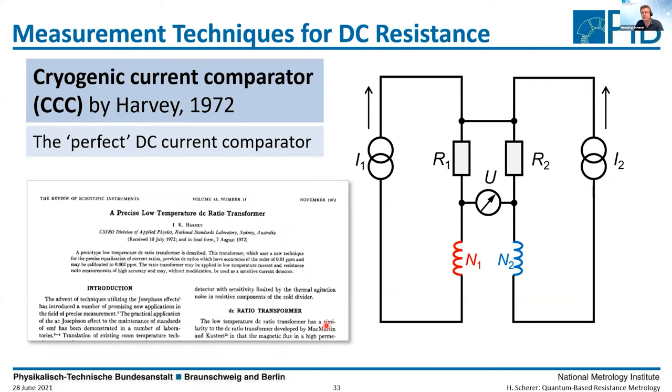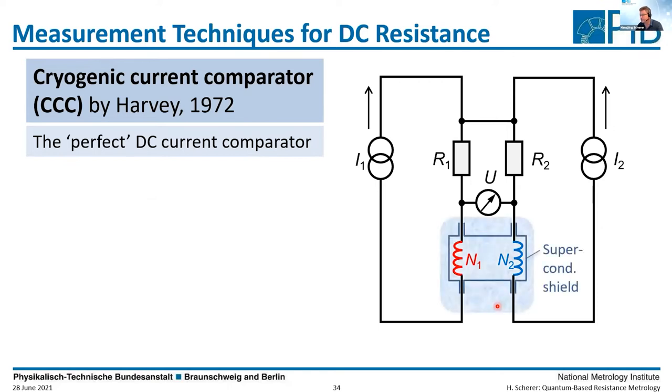This gives rise to the invention of the cryogenic current comparator, which was first described by Harvey in 1972, which is the perfect version of the DC current comparator. And here is the scheme. You see again, like before with the DC current comparator, you have these two circuits, which now involve these two coils in each circuit with a different number of windings.